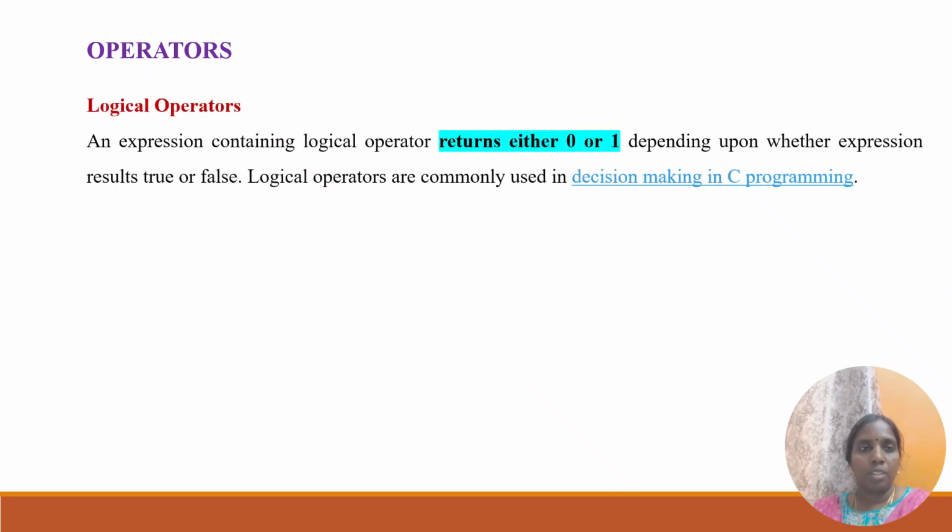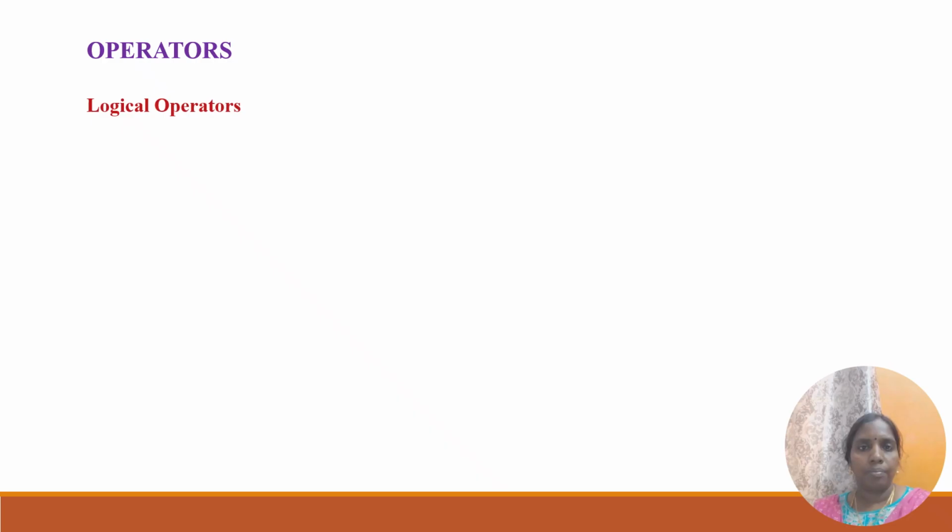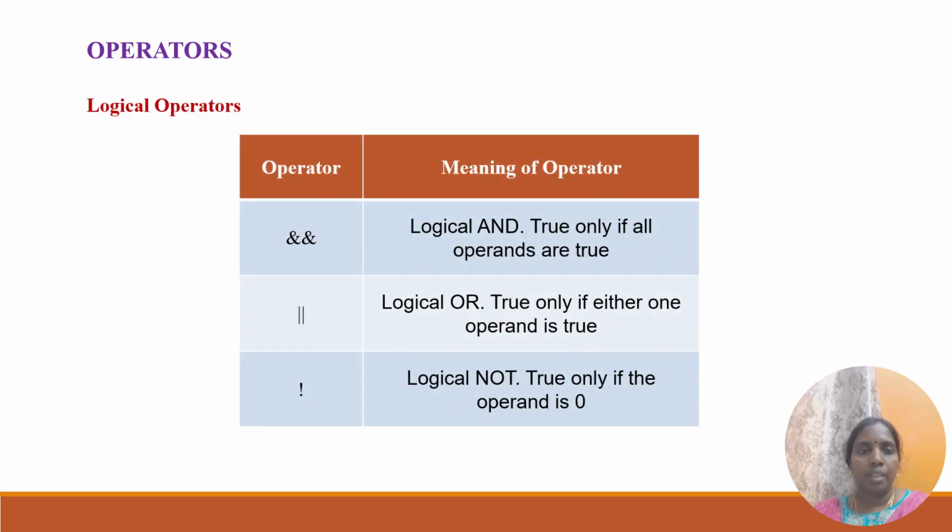So the next comes the logical operator. The logical operator returns either 0 or 1 depending on whether the expression is true or false. So normally we use the logical operator for decision making. There are three types of logical operator. So logical AND, which is going to check any two expressions. We use two ampersand symbols for logical AND, two slash symbols for logical OR, and this is for logical NOT.